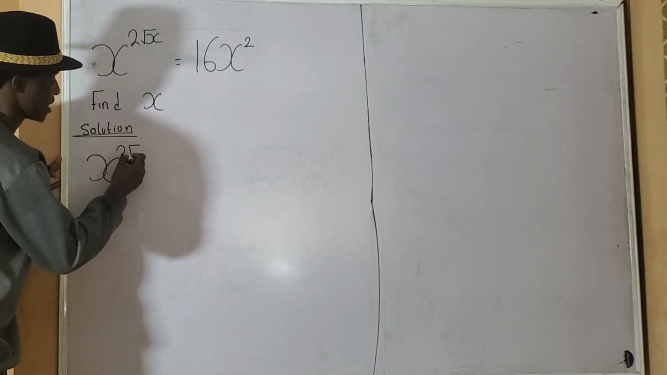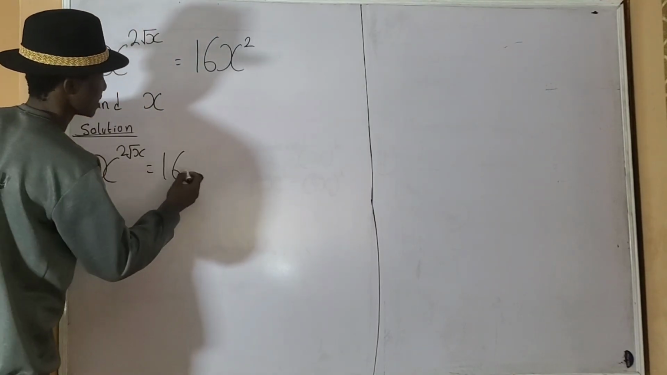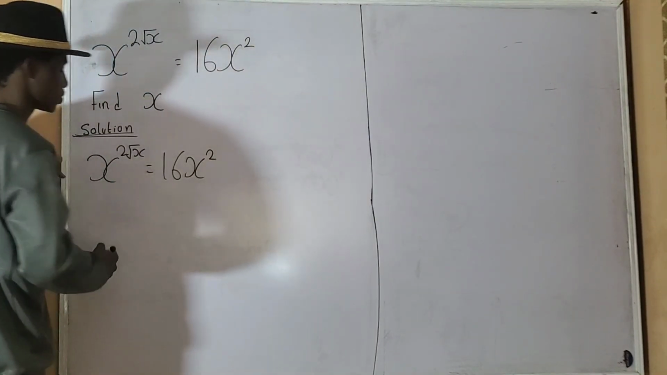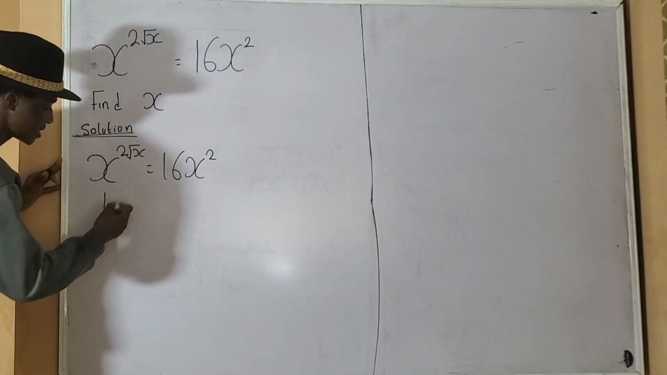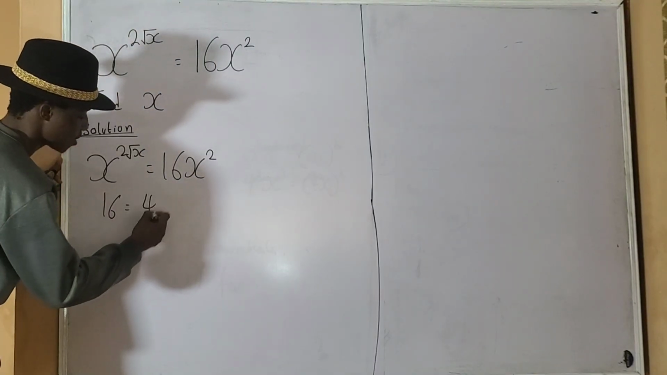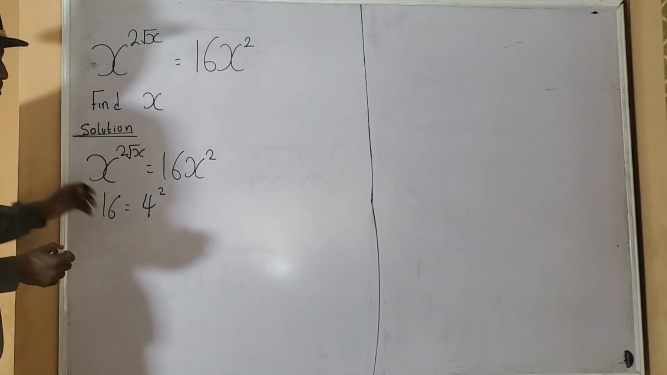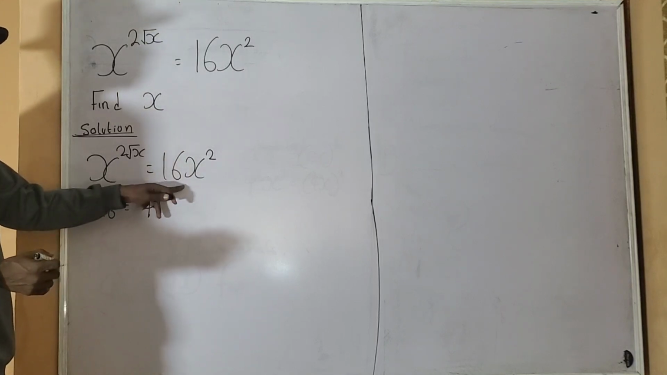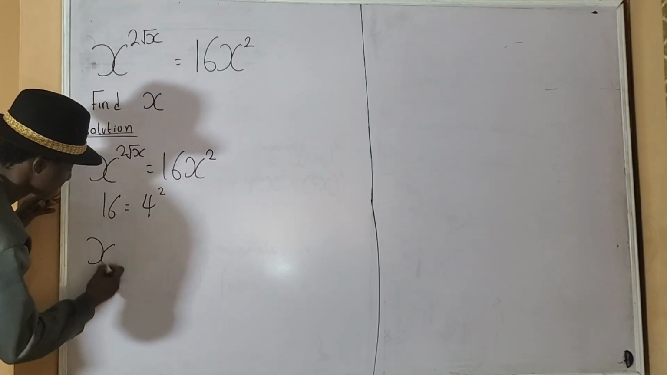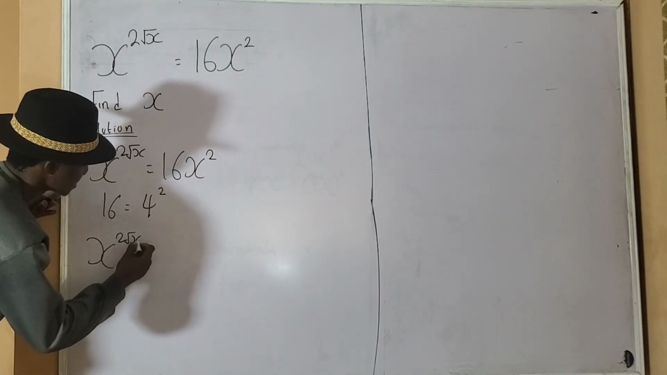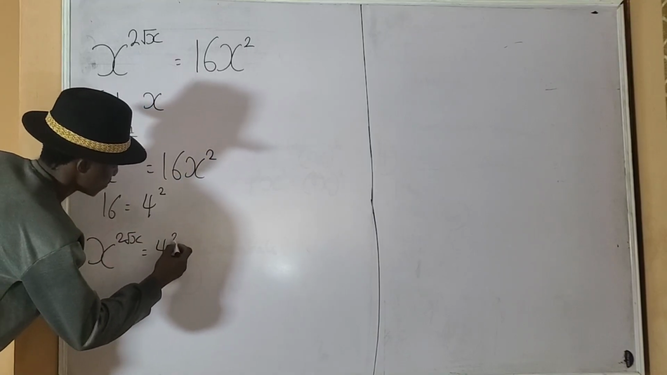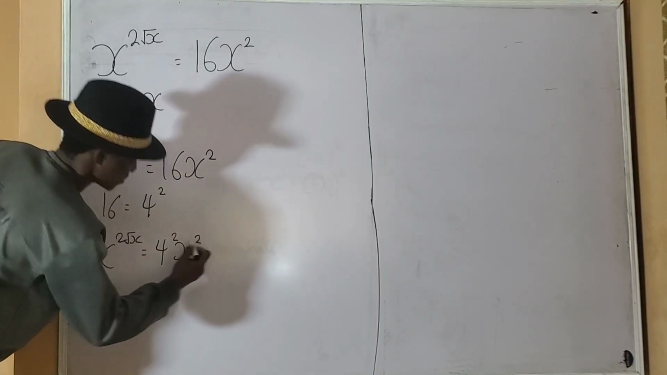x raised to the power of 2 root x is equals to 16x raised to the power of 2. To solve this question, recall that 16 can be written as what? 4 raised to the power of 2. So replace 16 as 4 raised to the power of 2. I'm going to have x raised to the power of 2 root x is equals to 4 raised to the power of 2 multiplied by x raised to the power of 2.